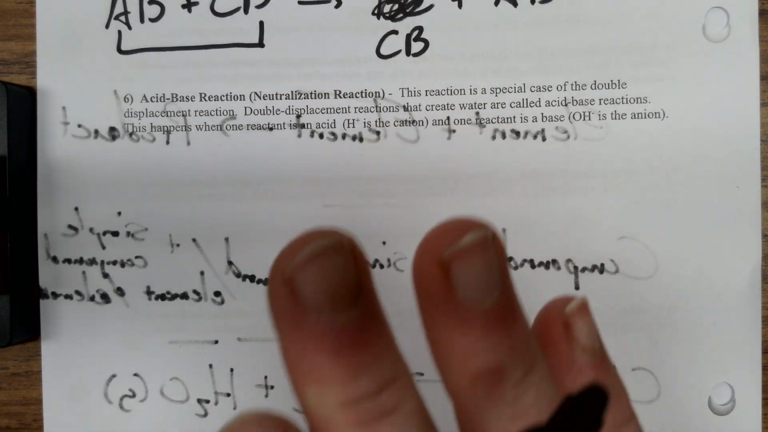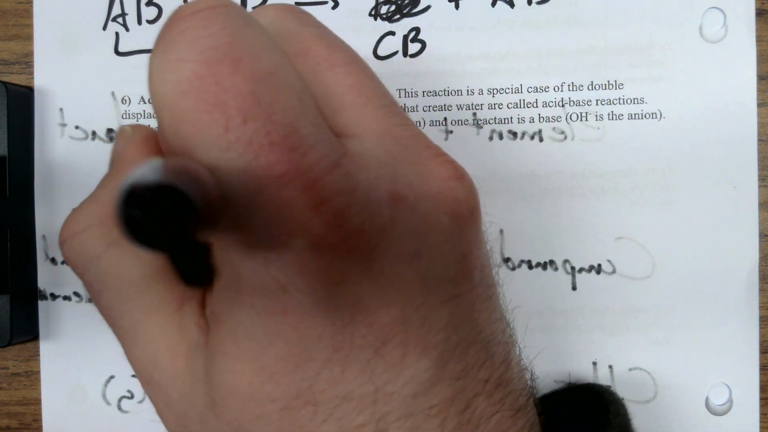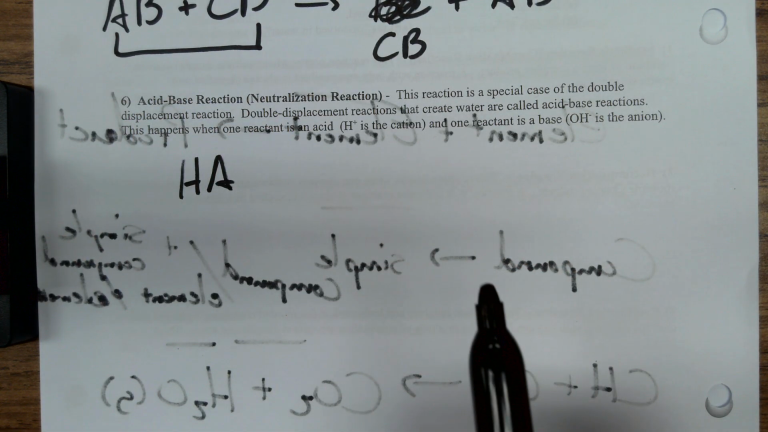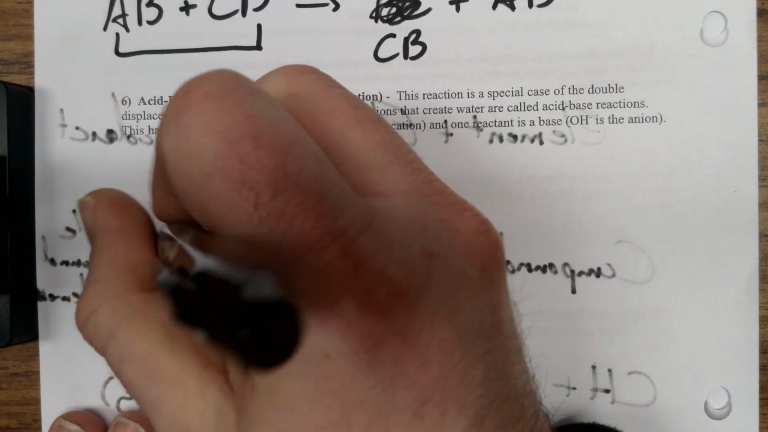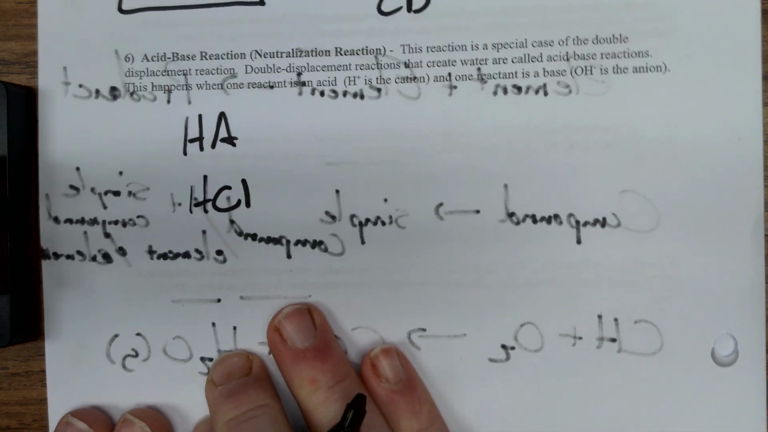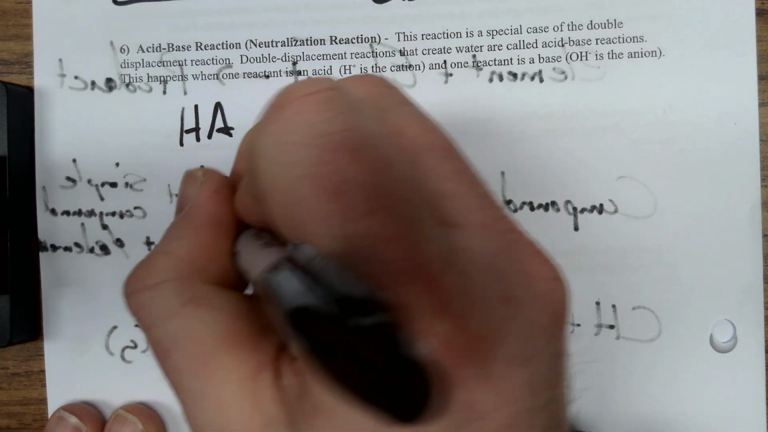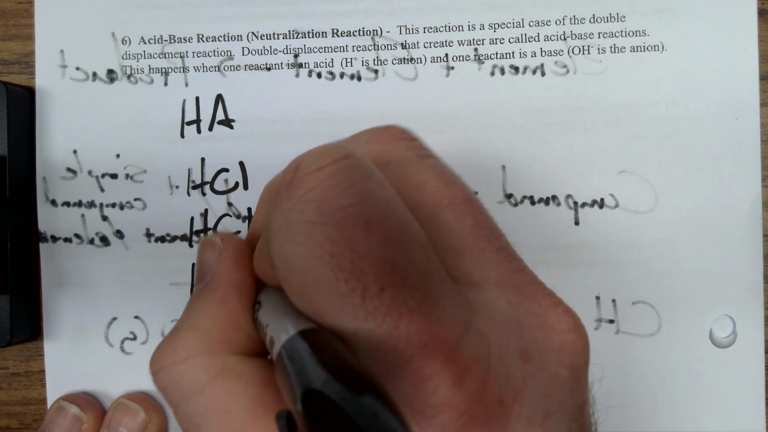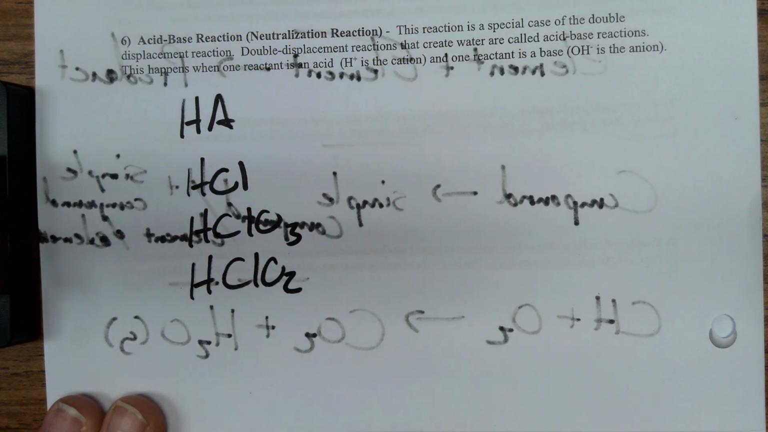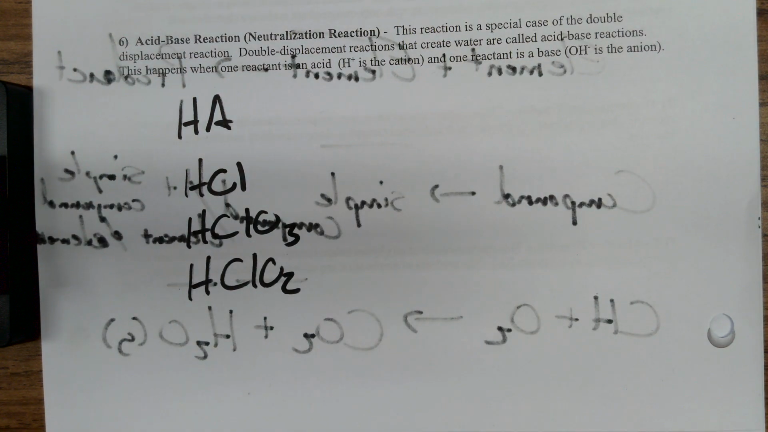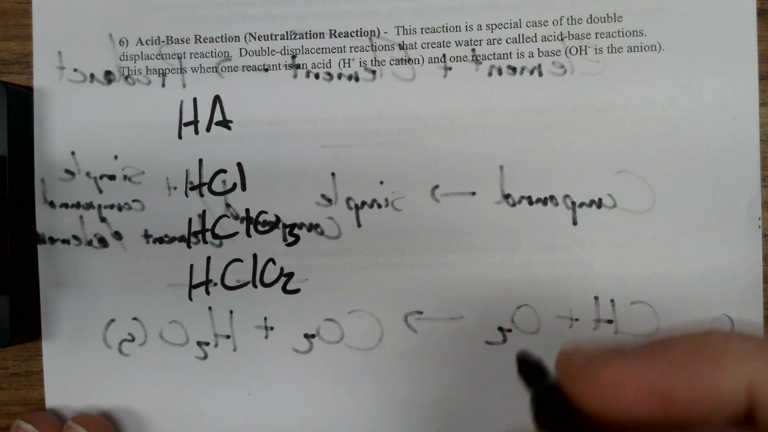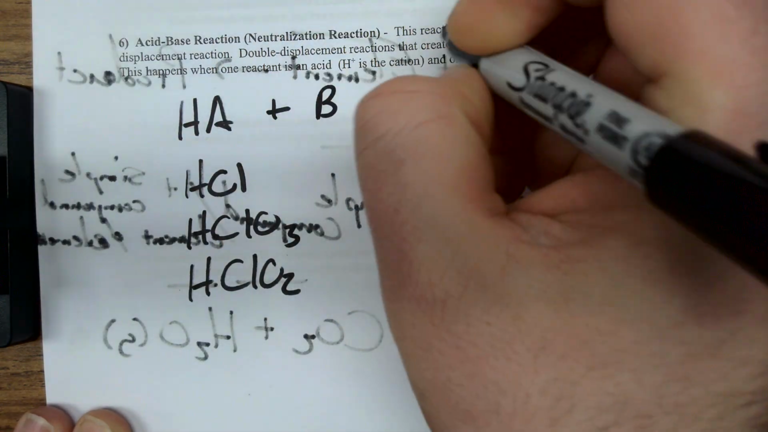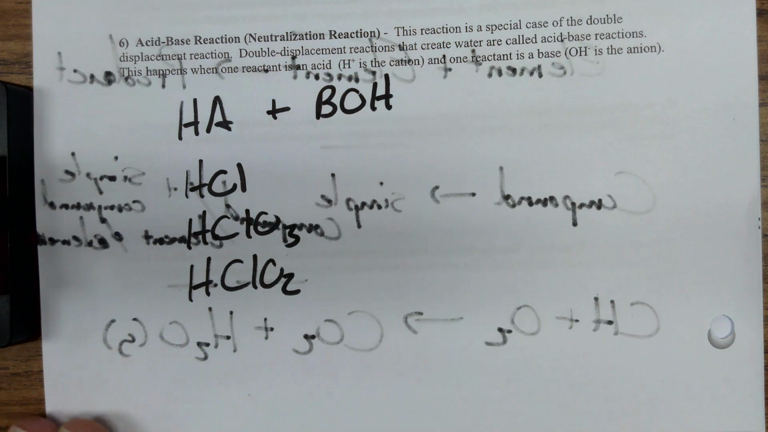So, our basic structure for this is going to be H next to some kind of acid. Remember how I write my acids, there's always a hydrogen up front. Whether I'm talking about hydrochloric acid, chloric acid, or chlorous acid, I always start off with the hydrogen up front, right? That's going to interact with some kind of base that has an OH group attached to it.